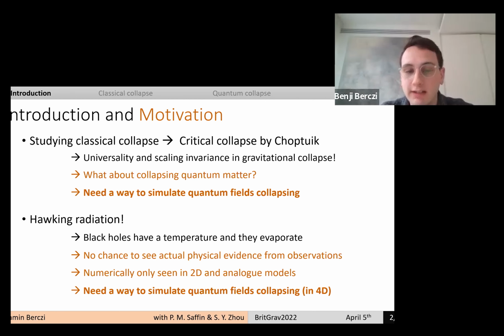And in terms of Hawking radiation, to see it from physical black holes, there's no chance for it because it's so weak. And in numerical simulations, it has been only seen in 2D or analog models and not in 4D yet. So again, we need to simulate quantum fields collapsing, but in 4D now.